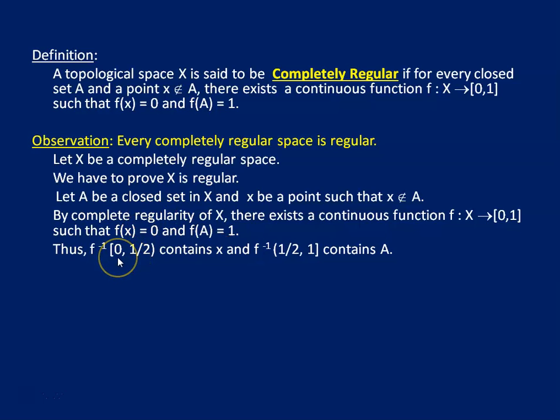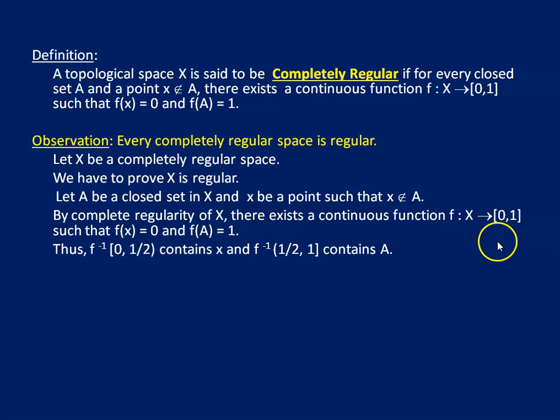Now the interval [0, 1/2), which is closed at 0 and open at 1/2, is an open set in the subspace [0, 1]. If we consider R as the real line and the closed interval [0, 1] as a subspace of that, then this semi-open interval [0, 1/2) is an open set in this subspace. Similarly, the semi-open interval (1/2, 1], which is closed at 1, is an open set in the subspace [0, 1].